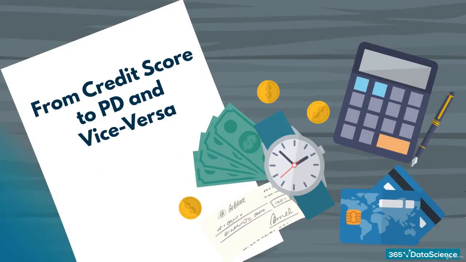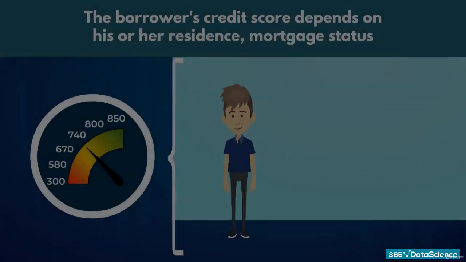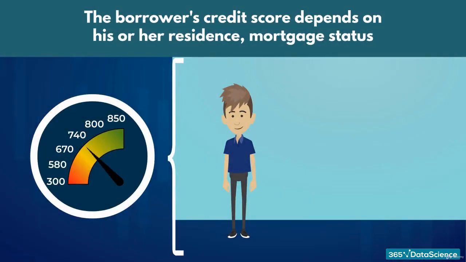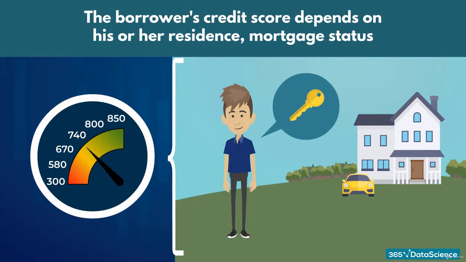Welcome back. In the last lecture, we created scores from the coefficients of the PD model. With this new knowledge, we are able to assess how a borrower's credit score changes depending on his or her residence, mortgage status, or any other piece of information. The information about the total credit score can give us an indication of a client's credit worthiness.